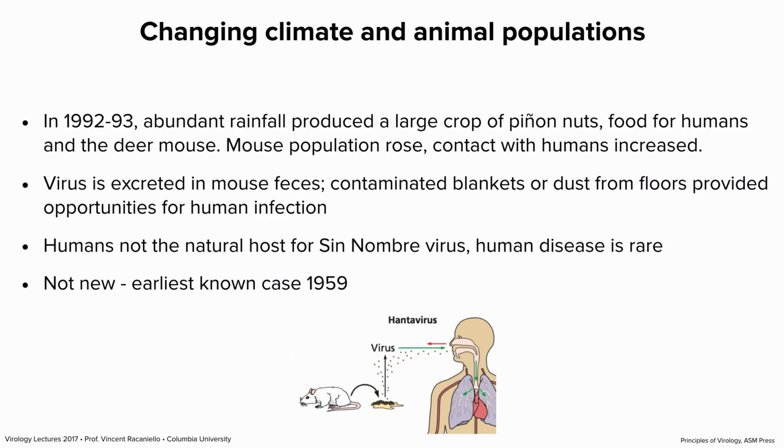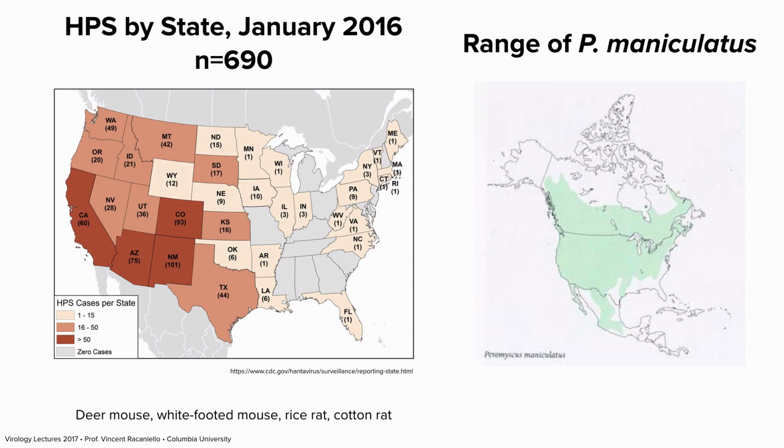You should spray them with bleach to inactivate the virus and wet it and then scoop it up. So the worst thing you can do is to vacuum dried mouse droppings. So add that to your list of things not to do that you have learned in this virology course.